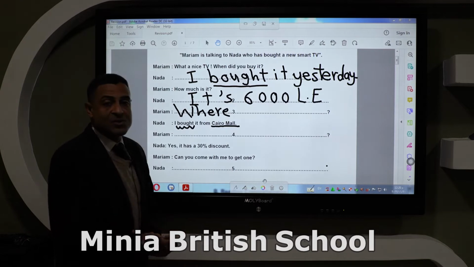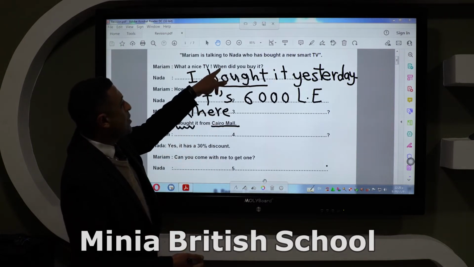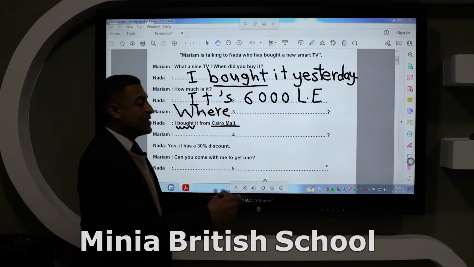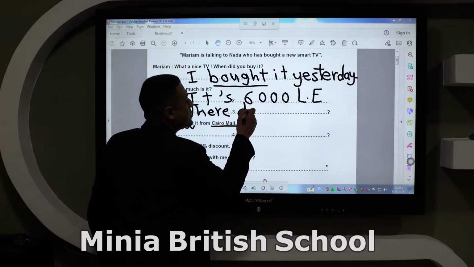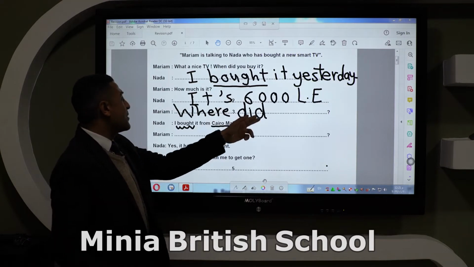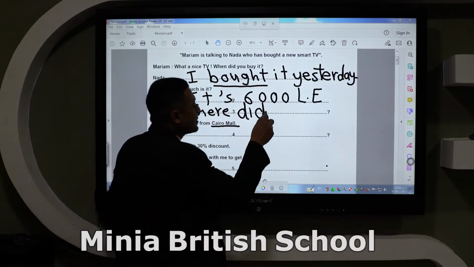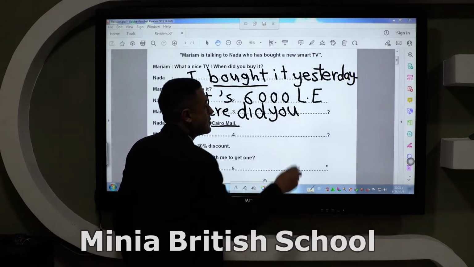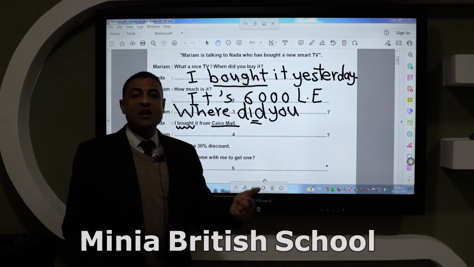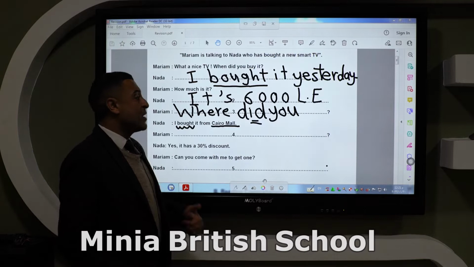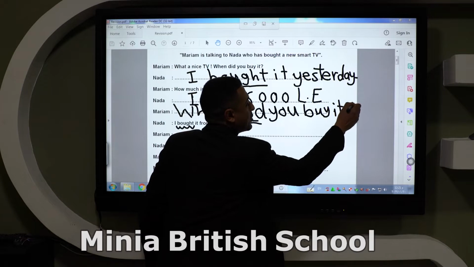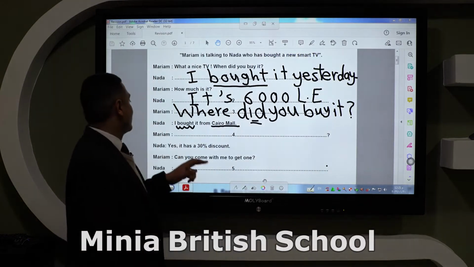So here, if I have the answer in the past, can you check the first question? When did you buy it? And then I answered, I bought. So here, where did? I have to use did as the answer is already in the past simple tense. So where did? Then the subject, where did you? Then the main verb of the sentence, which is bought, but here I have did. So I have to use the infinitive form of the verb. So where did you buy it? Where did you buy it?